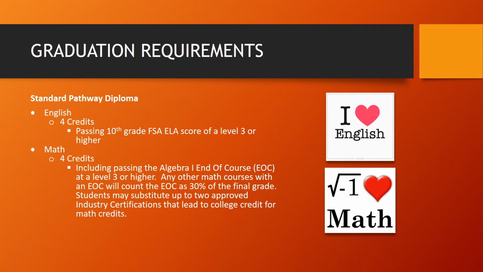The standard pathway diploma requires 4 credits of English with a passing 10th grade FSA ELA, which is a level 3 or higher, and 4 math credits, which also includes the testing requirement of the Algebra 1 end of course exam at a level 3 or higher, and then any other math course with an EOC. The EOC will count as 30% of the grade. Students may also substitute up to 2 approved industry certifications that lead to college credit for math credits.